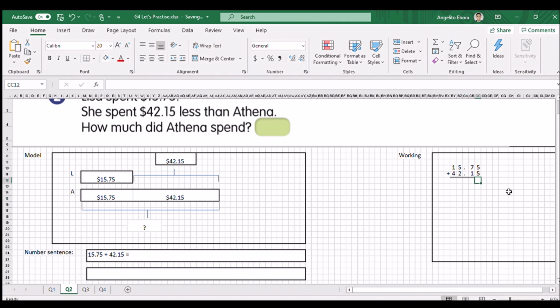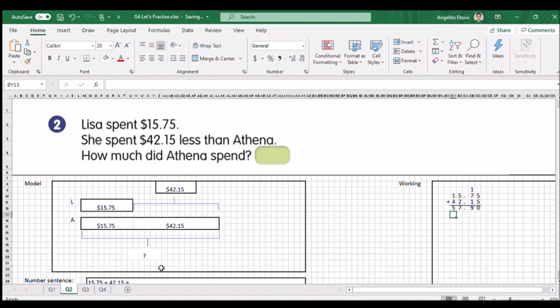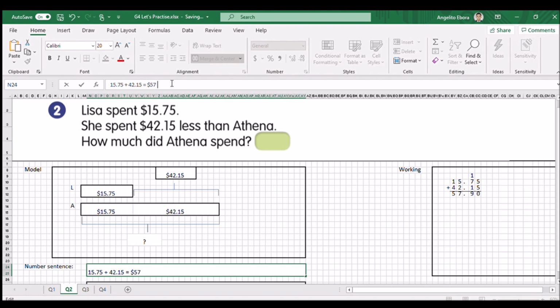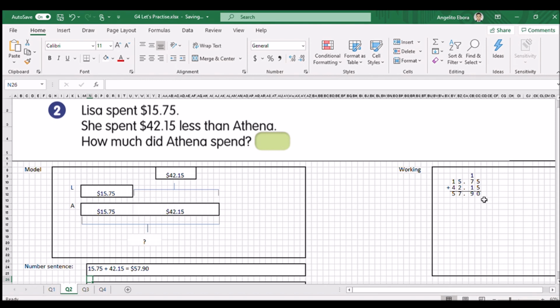So 5 and 5 is 0. Regroup. 1 plus 7 is 8 plus 1 is 9. And then decimal point. And then 5 plus 2 is 7. 1 plus 4 is 5. So that means Athena spent $57.90. So $57.90. Okay, make sure that you have the zero at the end because we're talking about money here.